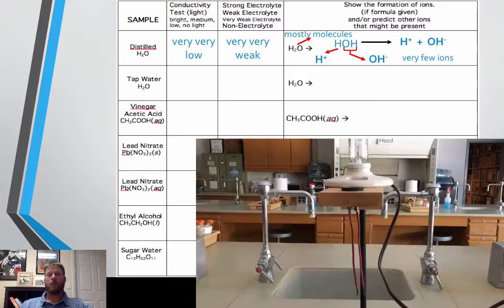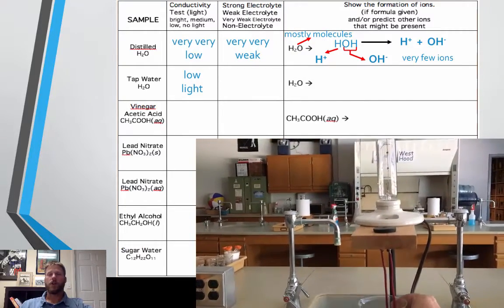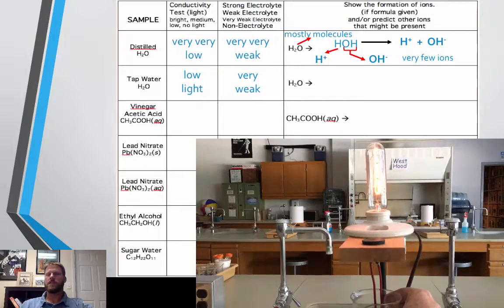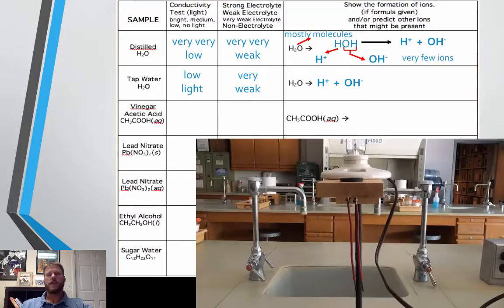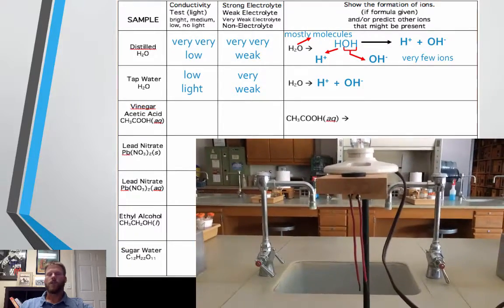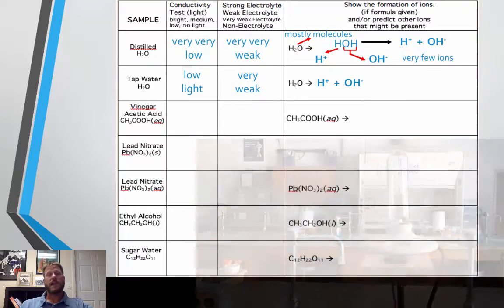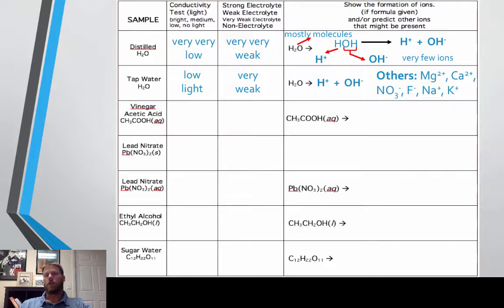So now let's test some tap water. You can see the tap water gives us a very low light. A little bit stronger electrolyte, but still not very strong. What we're getting here is a little bit of the dissociation of the water into H plus and OH minus. But the real reason why this light is a little bit brighter is because tap water comes from the groundwater or from another source where there's ions already in the water, like calcium and magnesium and nitrate. And then sometimes Omaha or other cities put other ions in the water, like fluoride. There's ions in tap water that make it conduct electricity a little bit better. That's why the light is a little bit brighter.